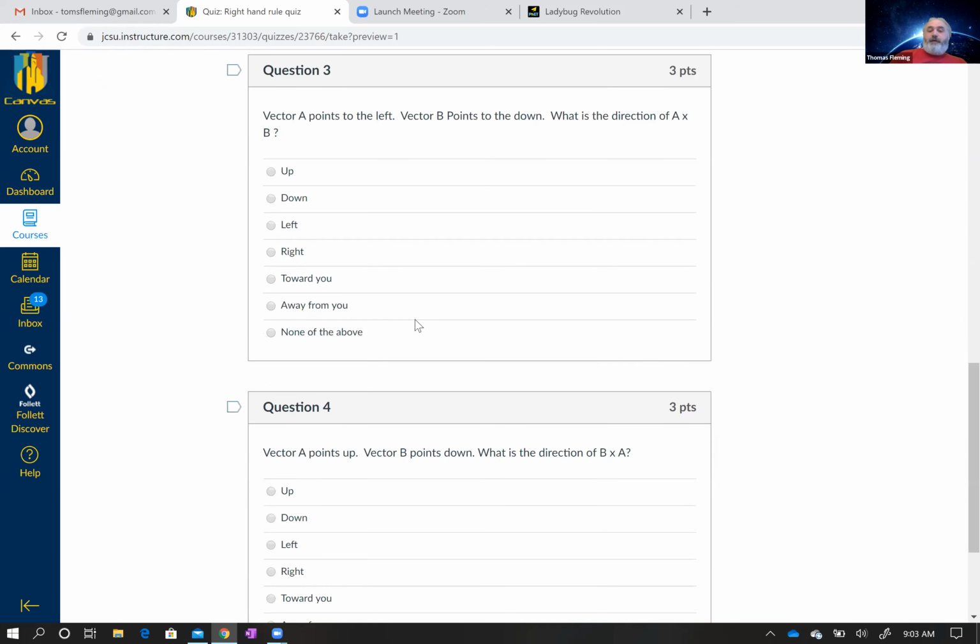Question 3 is straight up right-hand rule stuff. I've got a vector pointing to the left. The second vector points down, and I want to do A cross B. So I put my fingers in the direction of vector A, which is to my left. Then vector B points down. The torque vector points toward the observer.